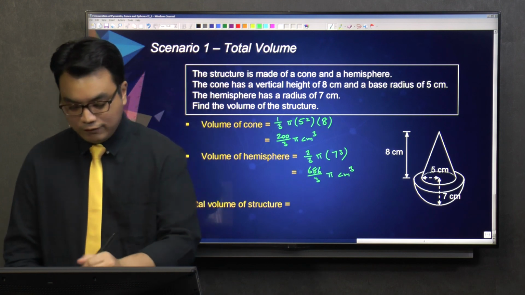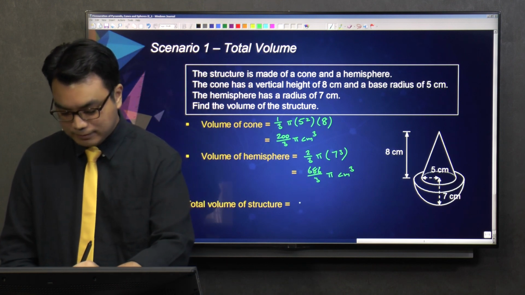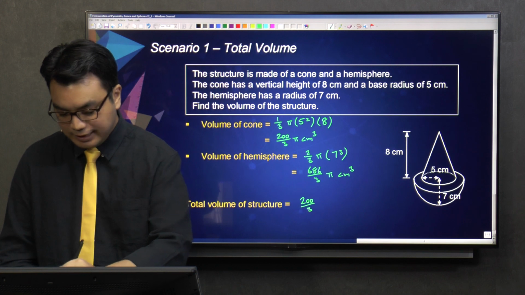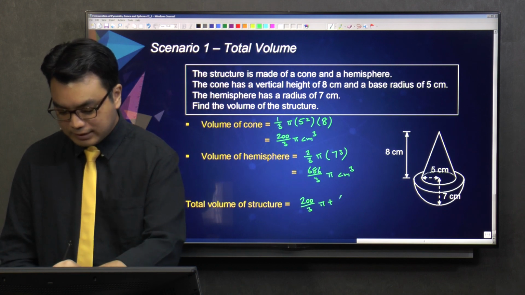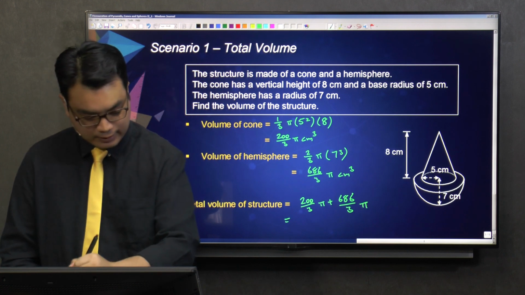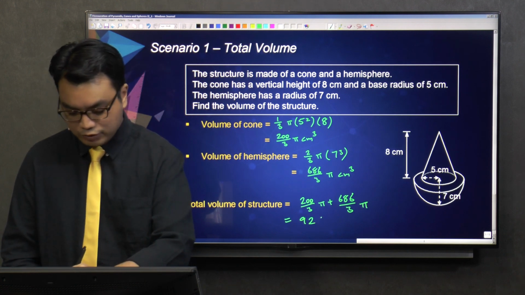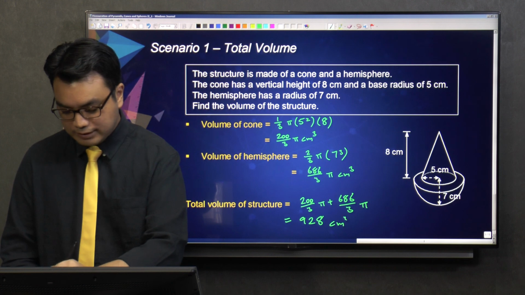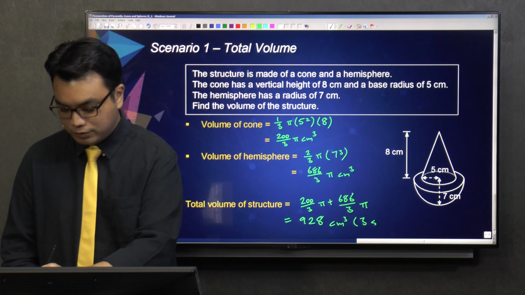And now the total volume of the structure, you just add these two up. So 200 over 3 pi plus 686 over 3 pi. And the answer is 928 cubic centimeters, rounded off to 3 significant figures.